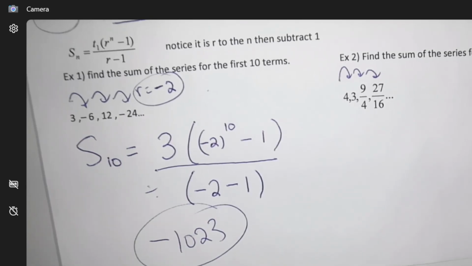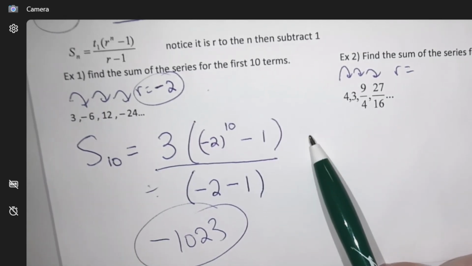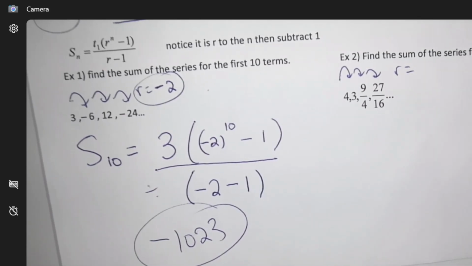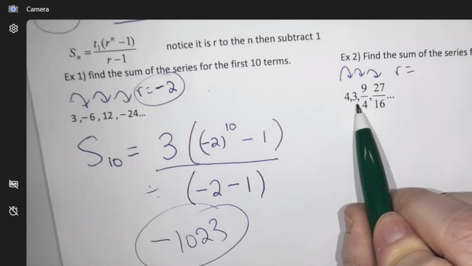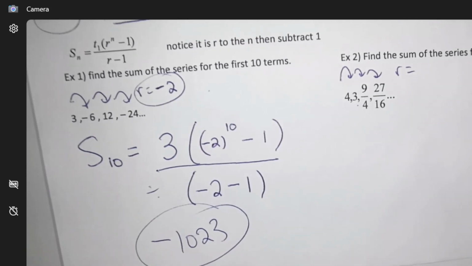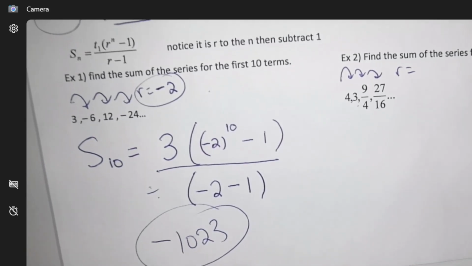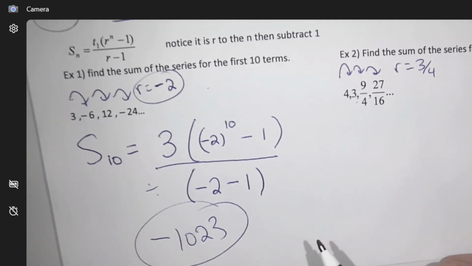Okay, number 2, I'm going to figure out what the R multiplier is, the ratio. So maybe I don't see it, so I could take a term divided by a previous one. I would probably pick the 3 term divided by the one in front of it. Well, that's just 3/4 then. So 3/4 is my R value.